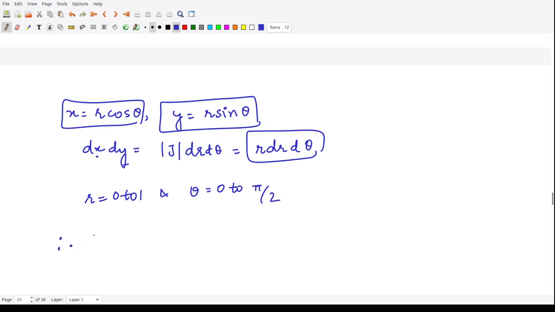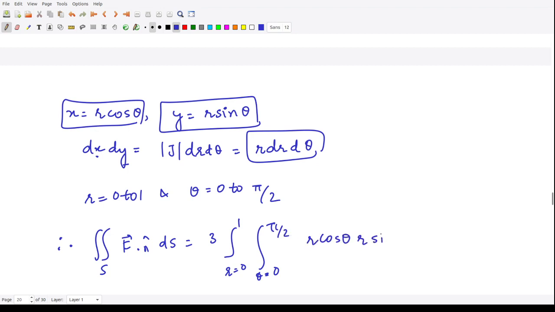Therefore your surface integral of F dot n cap dS is now equal to 3 times the integral with r varying from 0 to 1, theta varying from 0 to pi by 2, of r cos theta, r sin theta into r dr d theta, right? So the value of x, the value of y, and the value of dx dy.